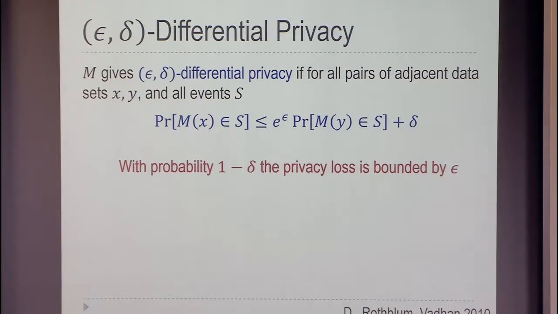With that in mind, we can say that epsilon delta differential privacy promises that with probability 1 minus delta, the privacy loss will be at most epsilon. This is not really obvious from the definition, and it requires proof. We won't go through the proof today.